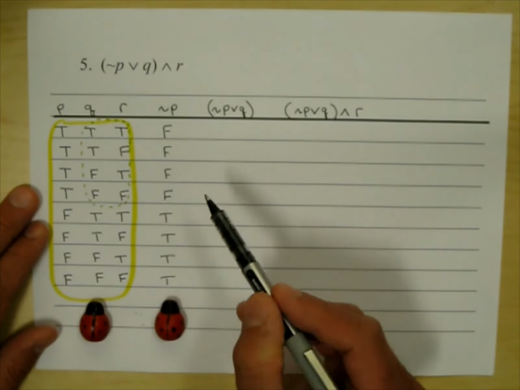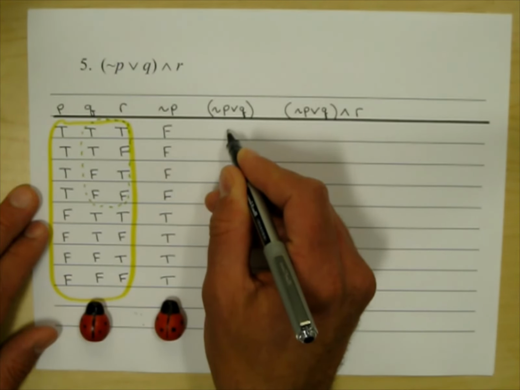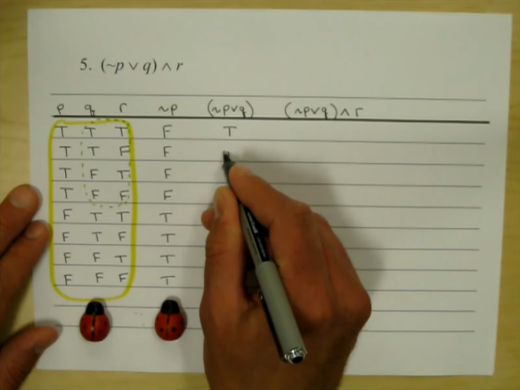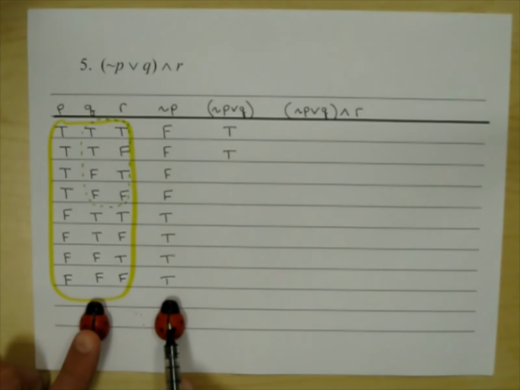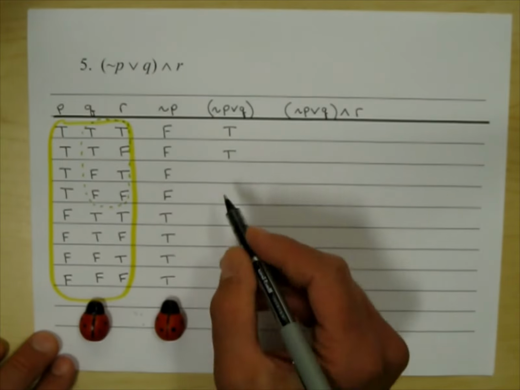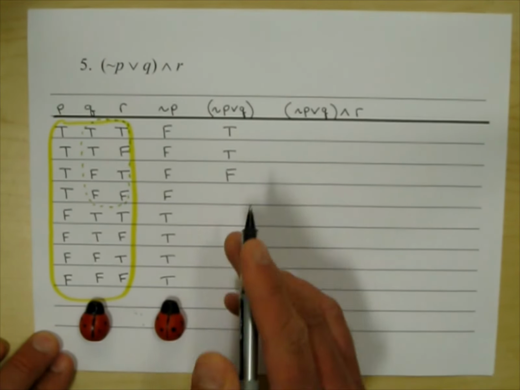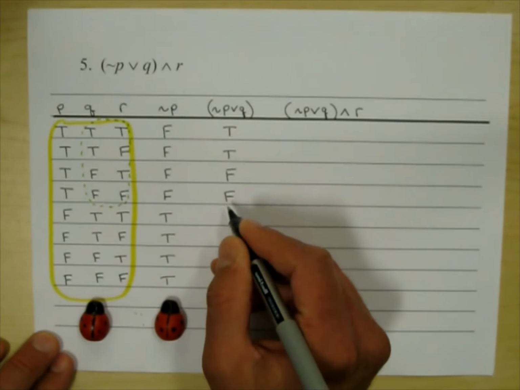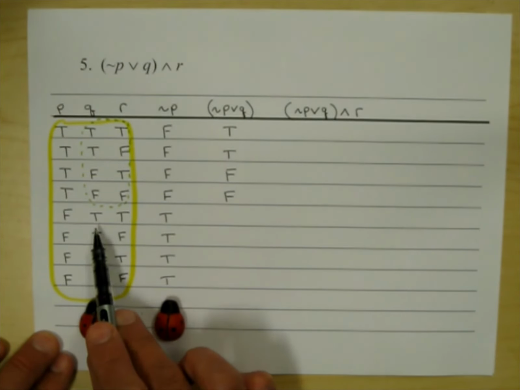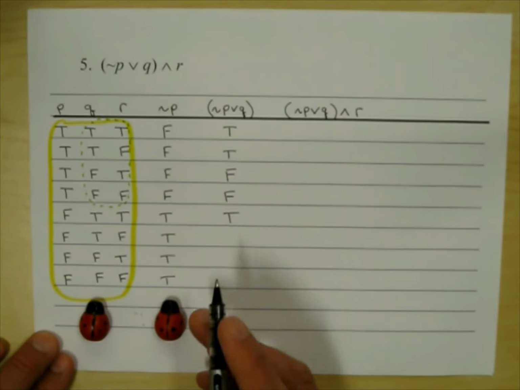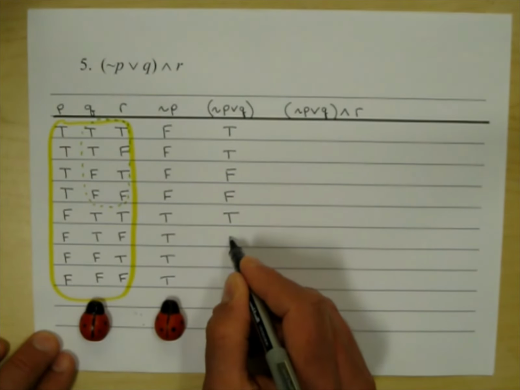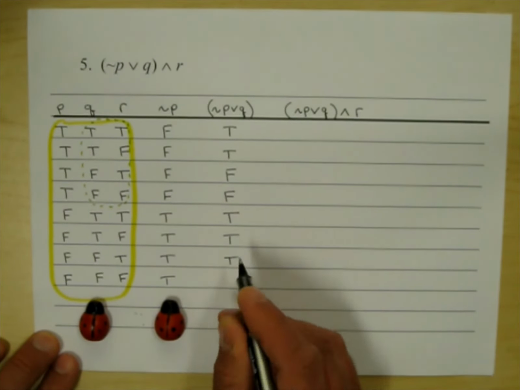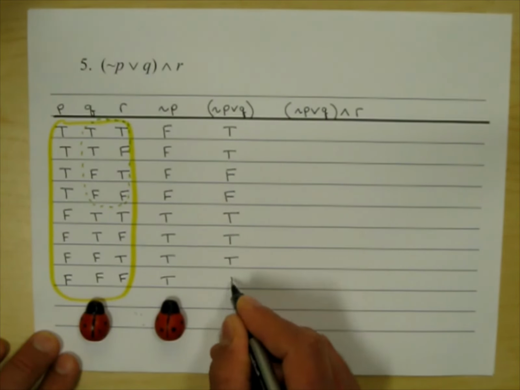So watch, false or true is true. False or true is true. And I'm looking right above the bugs. False or false is false. False or false is false. And we have true or true. True or true, true. True or false, true. True or false, true.